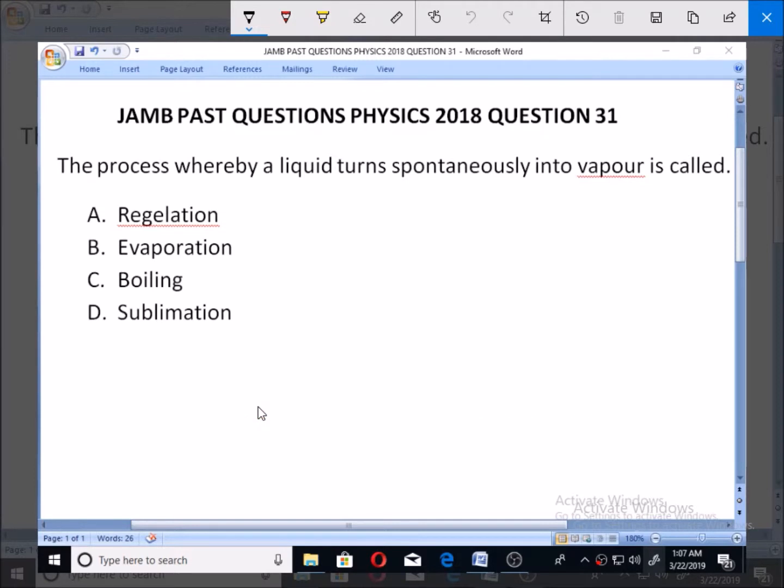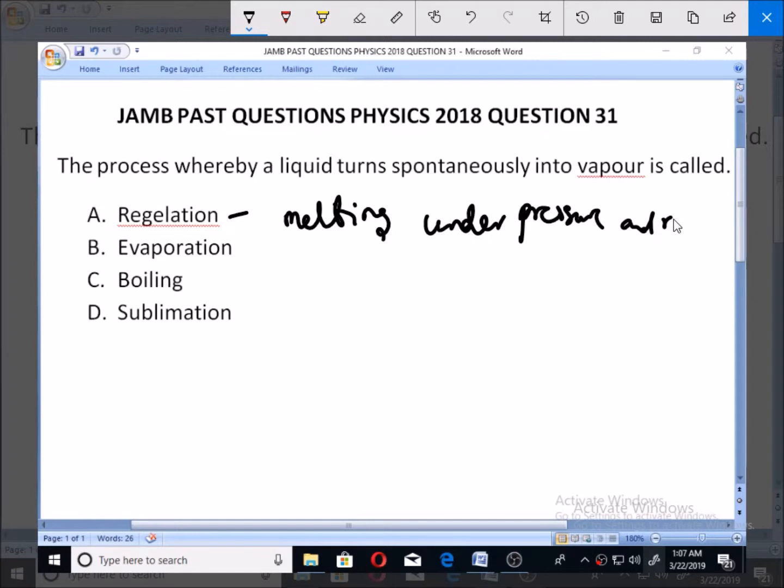Now, for us to get it into context, I'm going to be defining each of the following words that we have. Number one is regelation. What is regelation? Regelation is a phenomenon of melting under pressure. So when there is melting under pressure, we call it regelation.